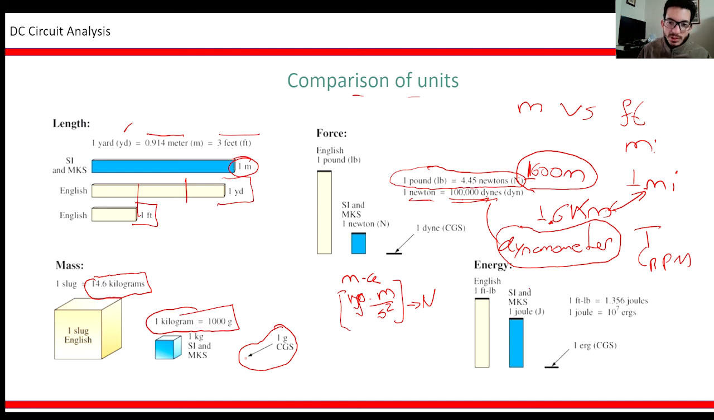Energy, the unit of energy. So the English unit is foot pound, and the SI unit is the joule, named after the last name of the scientist. And 1 foot pound is 1.356 joules. Okay.